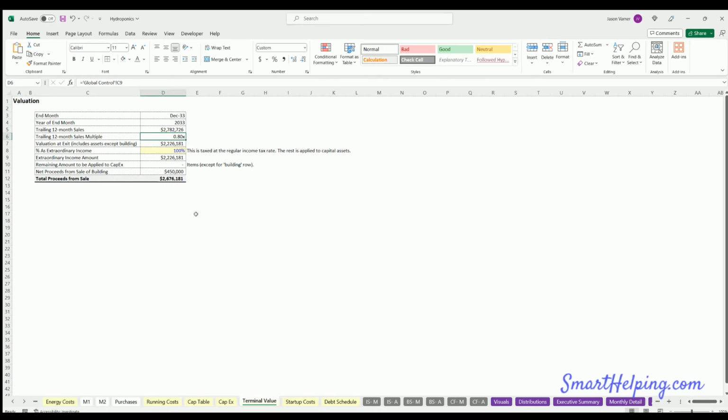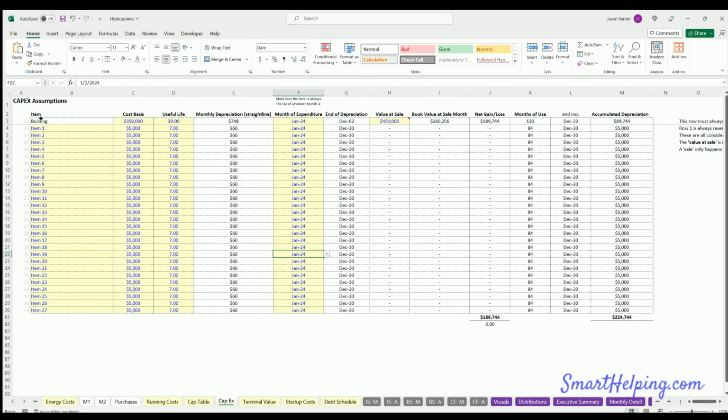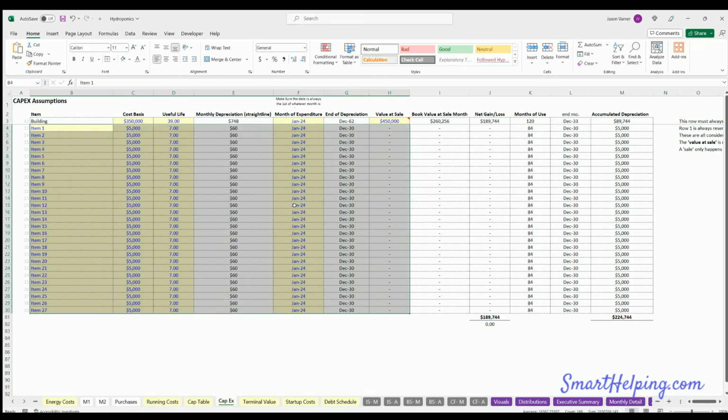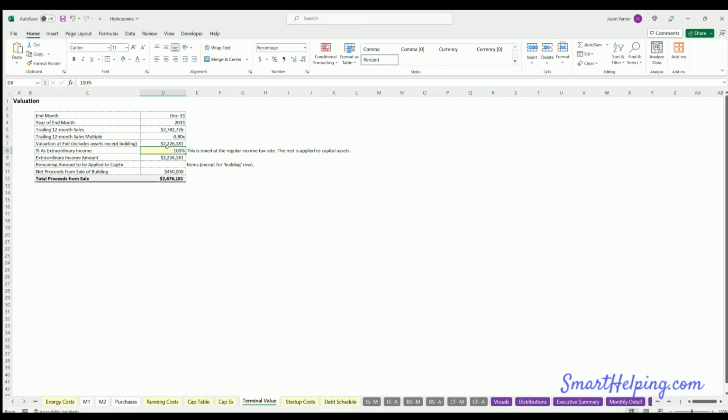Okay, terminal value. This is just a percentage to define how much of the exit value is going to be applied to any of these CapEx items, except for the first row, which you can manually define the value at sale for if it's a building. But all these other items are dynamic based on whatever useful life is left, if there is any. And in this case, I just put 100% going to extraordinary income, so we're not applying anything to CapEx, and then this is just going to affect taxes.